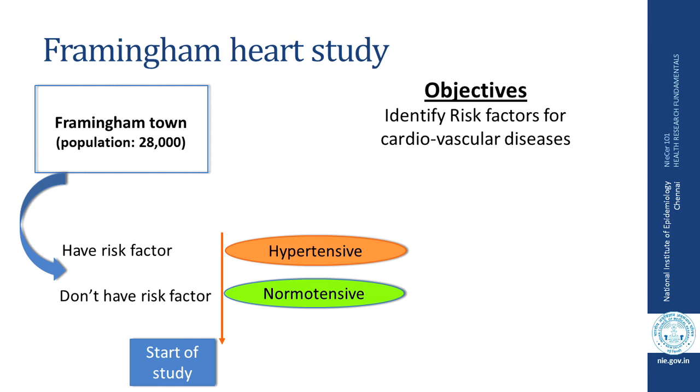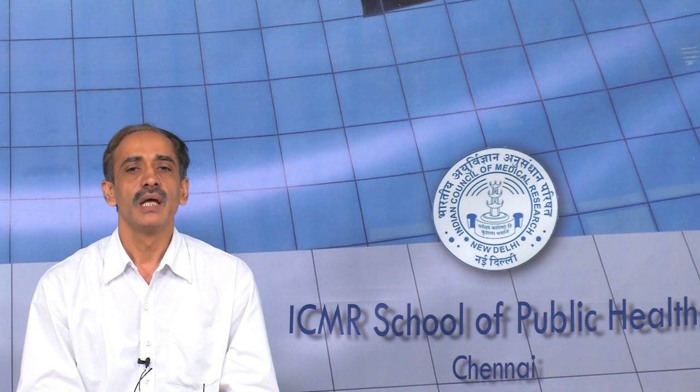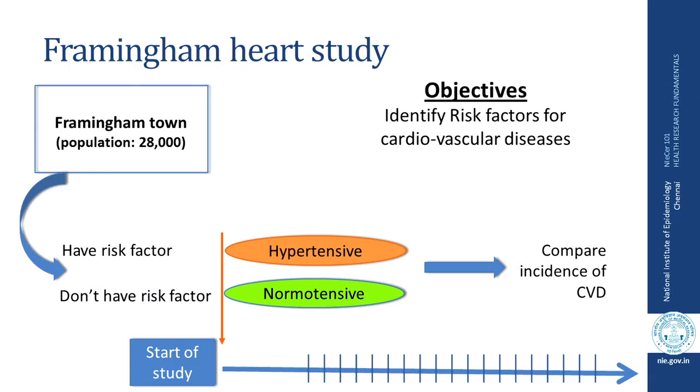So, they classified this population into those who had hypertension and those who did not have hypertension. This cohort was then followed up in time and the incidence of cardiovascular diseases was compared in the two cohorts.